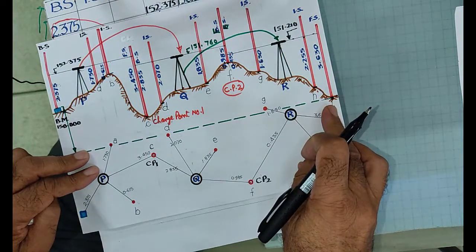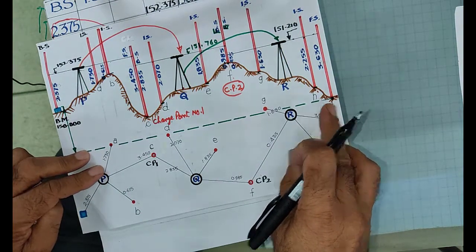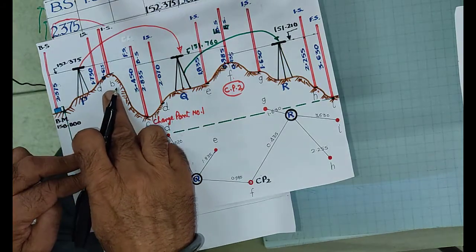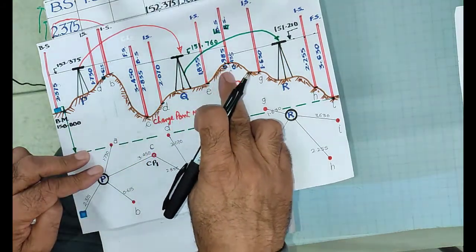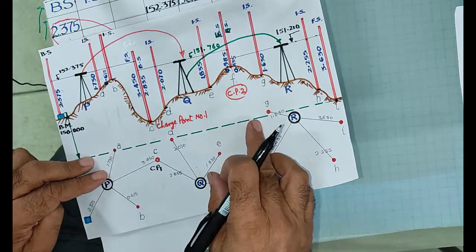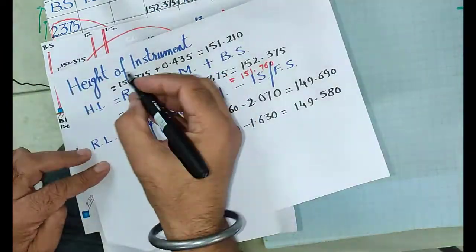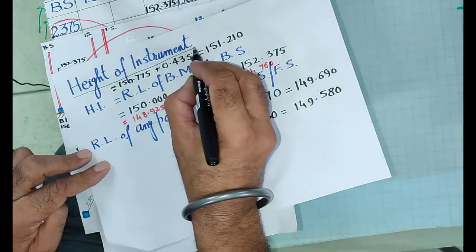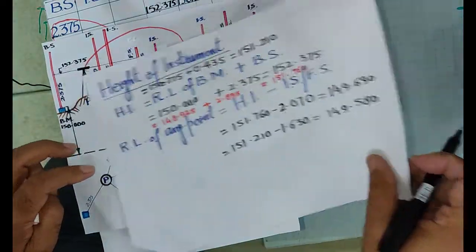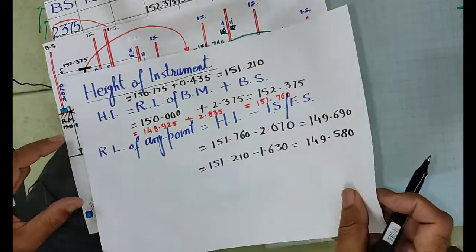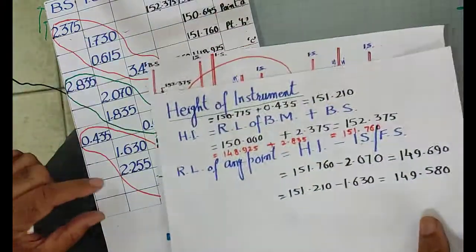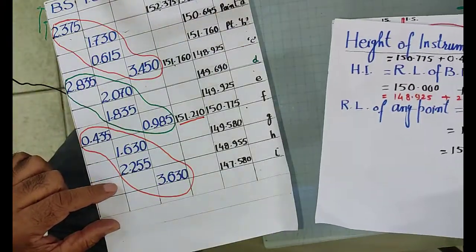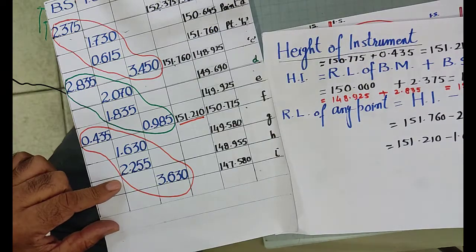So see, this is the way I have calculated the reduced levels of different points on the surface of the ground by the height of instrument method. By this method I have calculated the RL of the different points. Then after calculation of these points, you can see there is one check, to see whether this work is correct or incorrect.